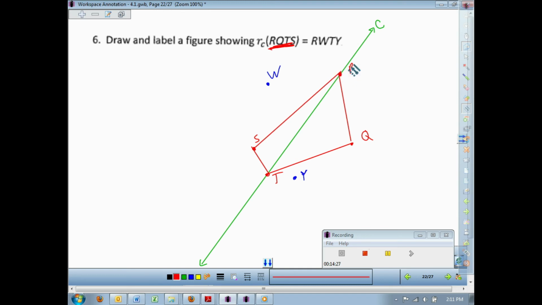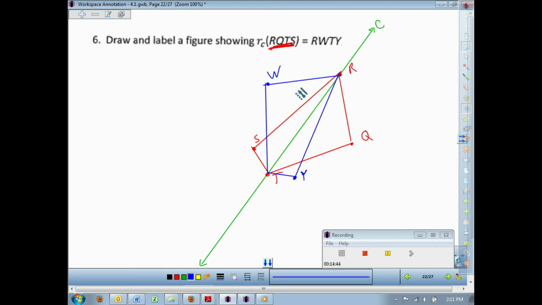I reflected that. Then you got to do your blue figure. So switching colors. Same order. R goes to W, W goes to T, T goes to Y, and Y goes back to R.